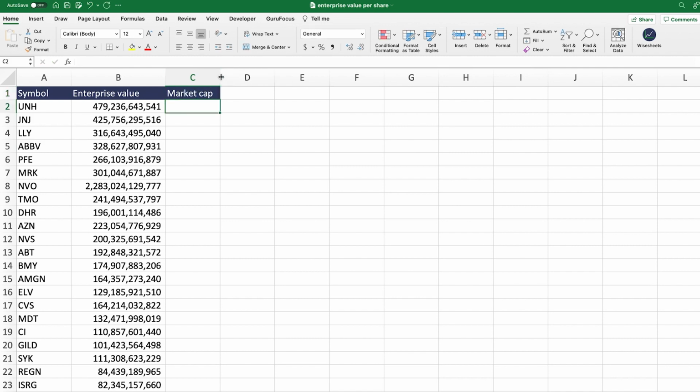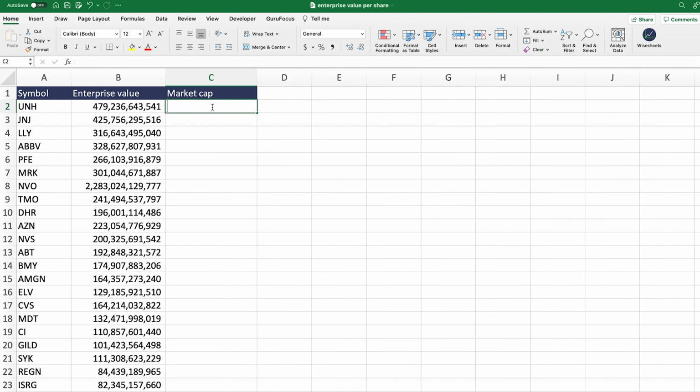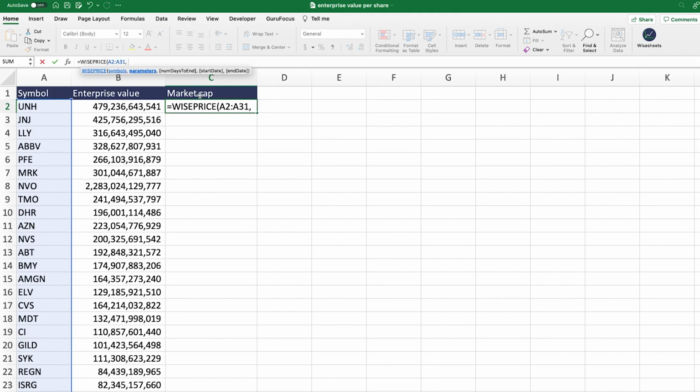And this is going to allow you to get the market cap for all these different companies. We're just going to expand this, and now instead of the WISE function, I'm going to use the WISE price because this provides you with pricing data. So we're going to select symbols. In this case, we're going to select all of this. And what's the parameter that we're looking for? Well, if we scroll up, it's the market cap.